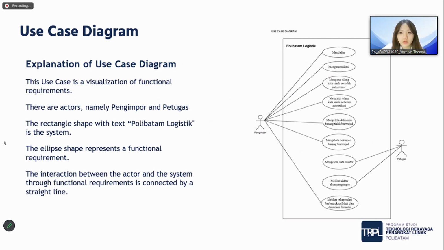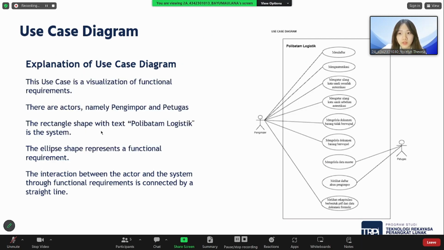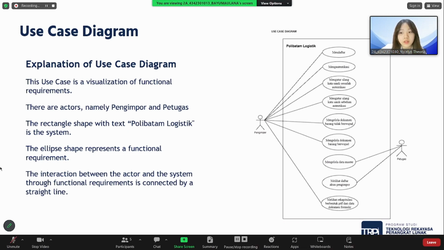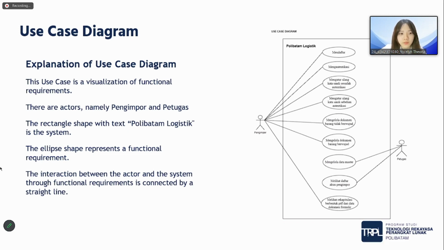Next, I will explain about the use case diagram. The use case diagram is the picture you can see here. This use case diagram is a visualization of the functional requirements, like what Akbar has explained. And there are actors, namely pengimpor and petugas. They are the persons or actors that contribute in the system. The rectangle shape with the text Polybatam Logistics is the system. The ellipse shapes represent the functional requirements. And the interaction between the actor and the system through functional requirements is connected by a straight line.